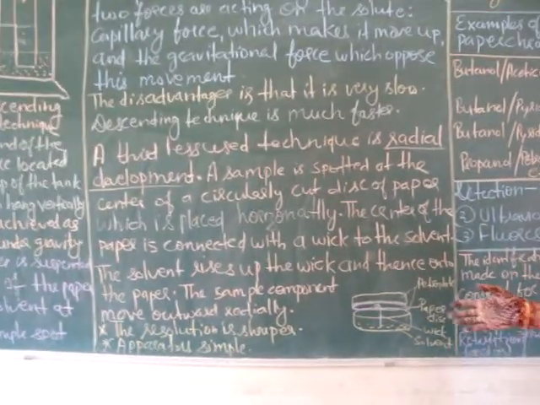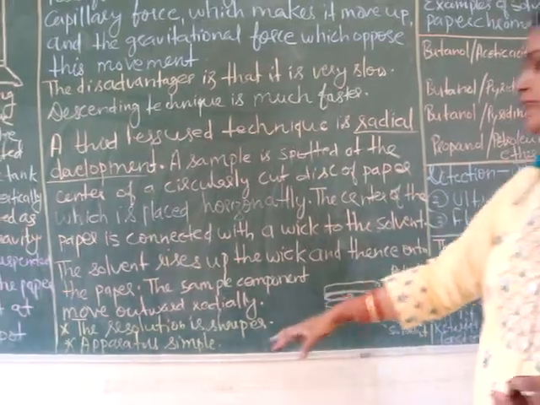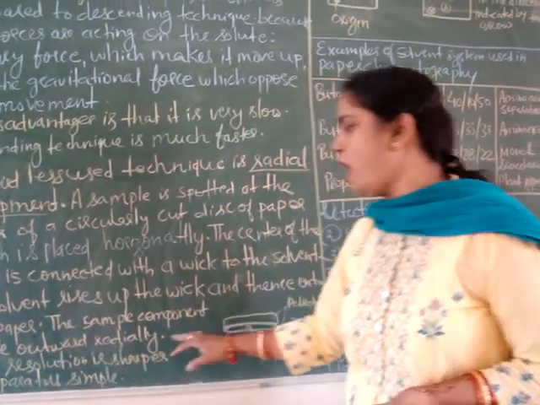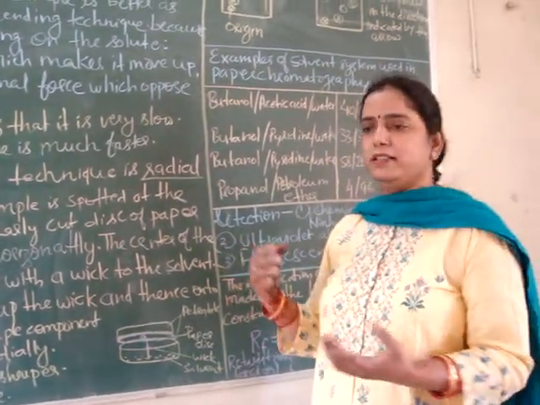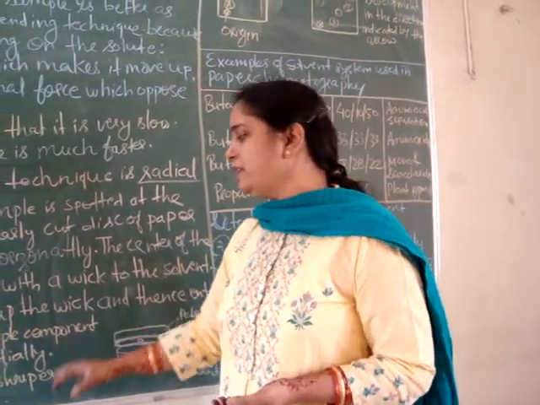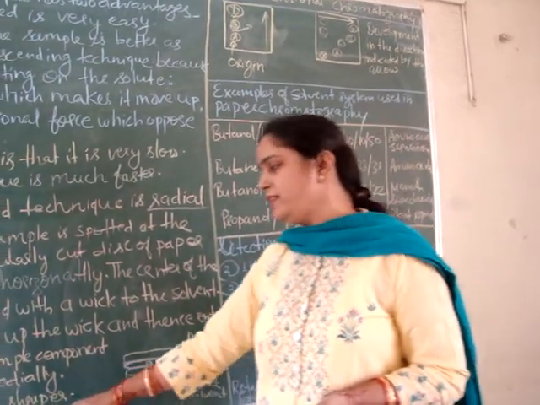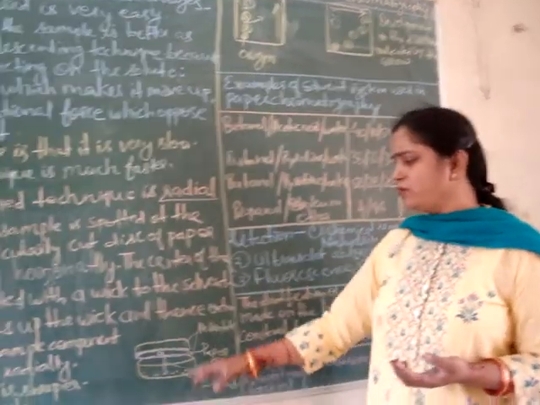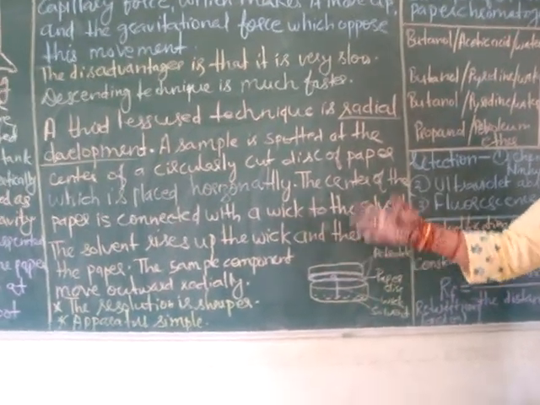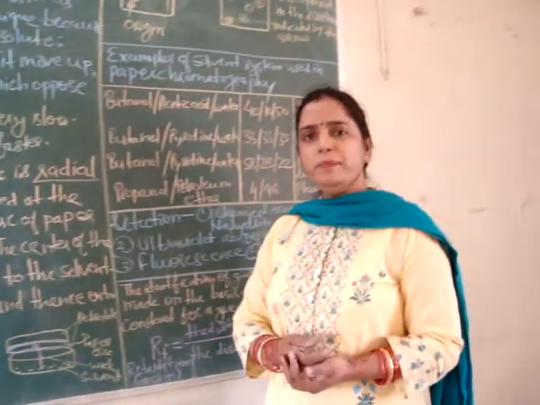Now in this radial development, the sample components move outward radially and we get the sample components in a radial arrangement. In this method the resolution is very sharp and the apparatus required is very simple. You can also perform this radial development in a Petri dish.